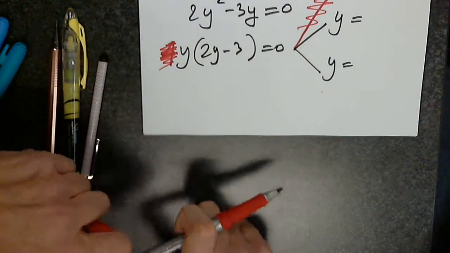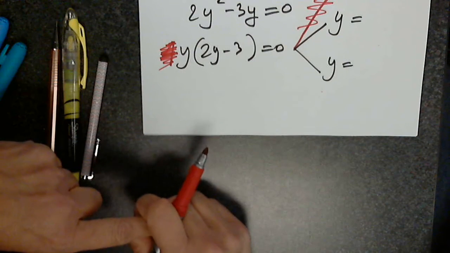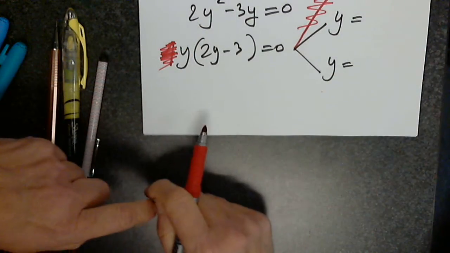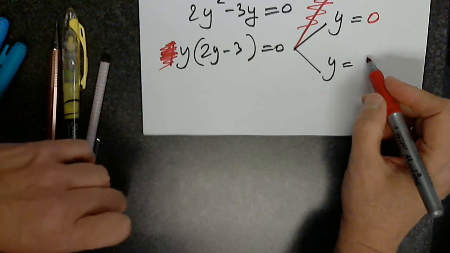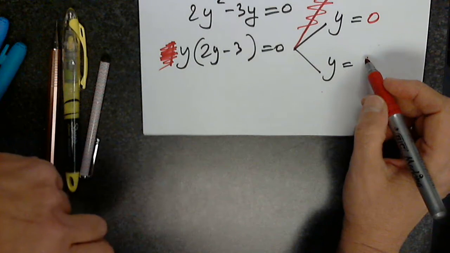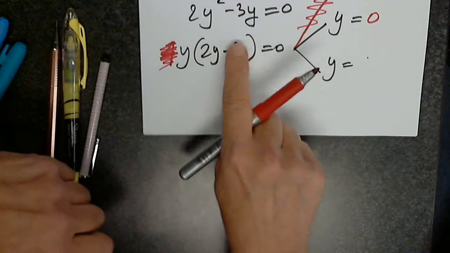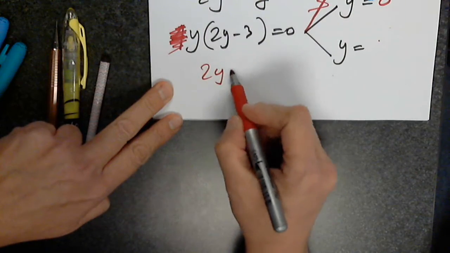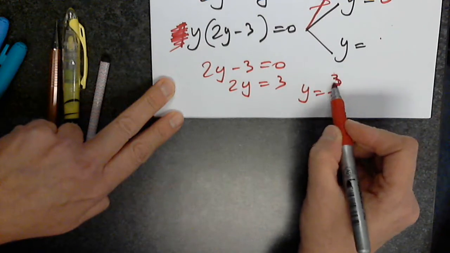Can anyone give us the solutions? When the first factor is 0, what do I get? Good. When the second factor is 0, what do I get? Say it again. I move negative 3 to the other side and I get 3, and I have to divide by 2. So 2y minus 3 equals 0 means 2y equals 3, which means y equals 3 halves.